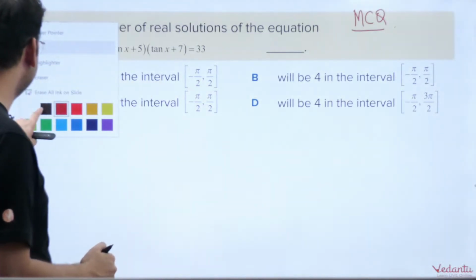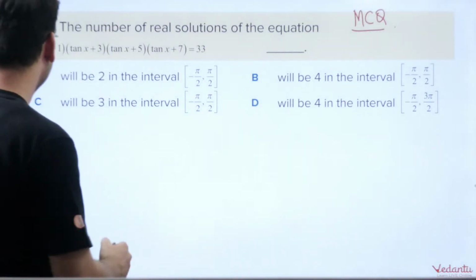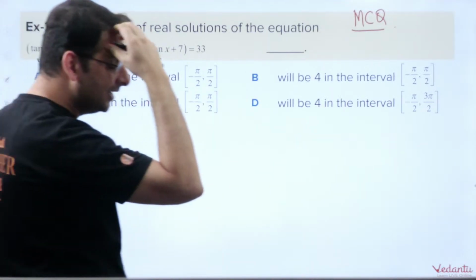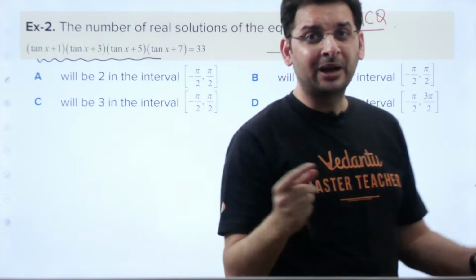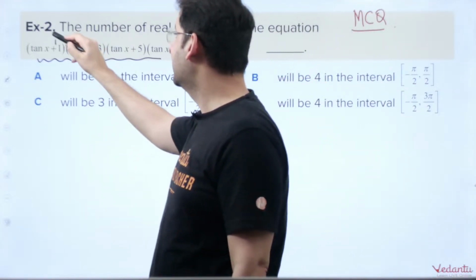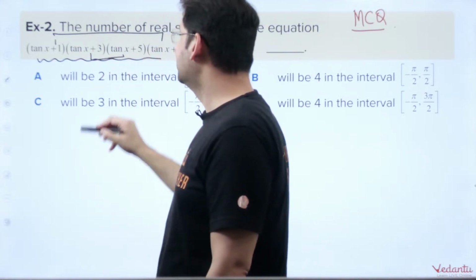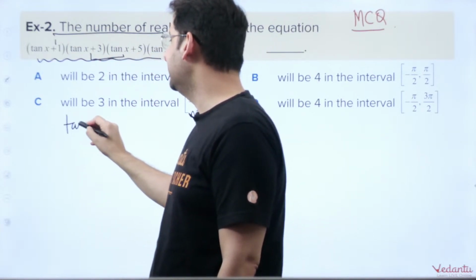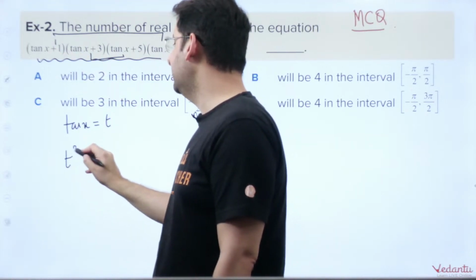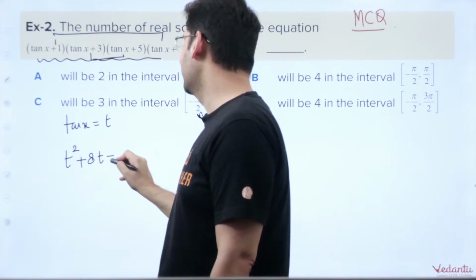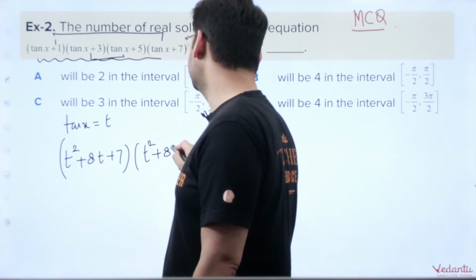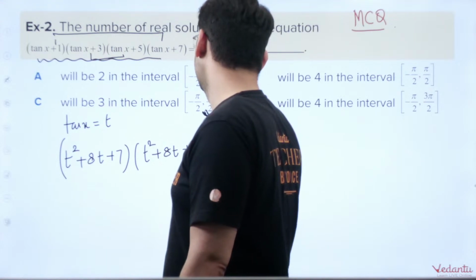Now guys, very simple. Can I try to manipulate this in any way possible? One of the easiest ways is to combine the extremes. So always try to combine the extremes. So this combined with this, this with this. As we do, assume tan x to be t for some time. So (t plus 1)(t plus 7) is going to be t square plus 8t plus 7. And second and third is going to be t square plus 8t plus 15. This is 33.